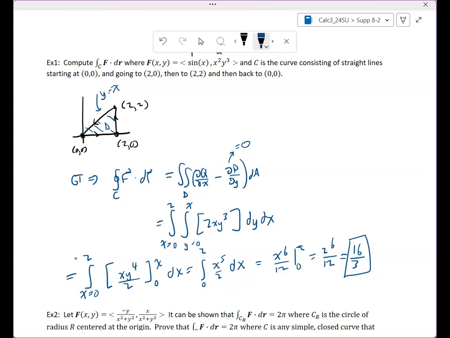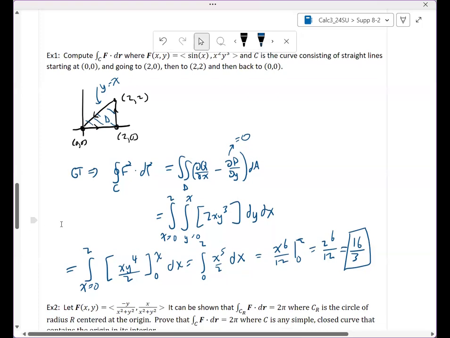I think this was much nicer than trying to put together three different line integrals with three different parameterizations and evaluate all of those. But again, if you want some practice on line integrals, you can go and do that. It wouldn't be that terrible. These aren't too terrible parameterizations to do, and check that you get the same answer.